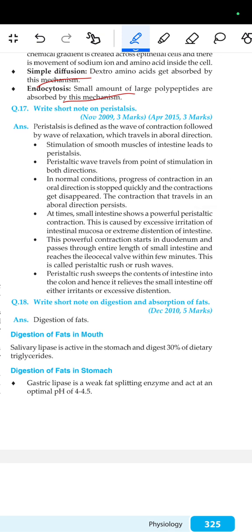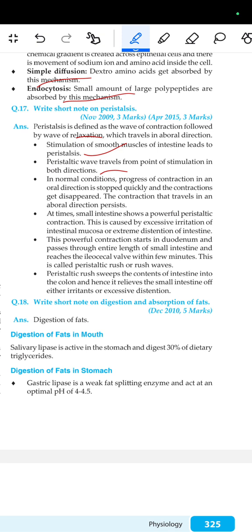Write a short note on peristalsis. Peristalsis is defined as the wave of contraction followed by the wave of relaxation, which travels in the aboral direction. A stimulation of the smooth muscle of the intestine leads to peristalsis. The peristaltic wave travels from the point of stimulation in both directions. In normal condition, progress of the contraction in an oral direction is stopped quickly and the contraction disappears. The contraction that travels in an aboral direction persists.